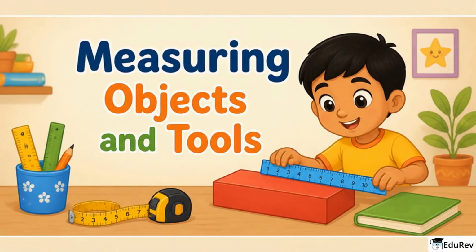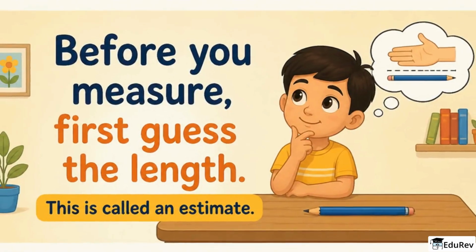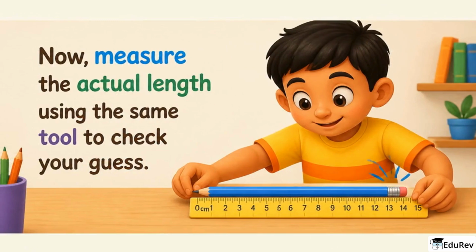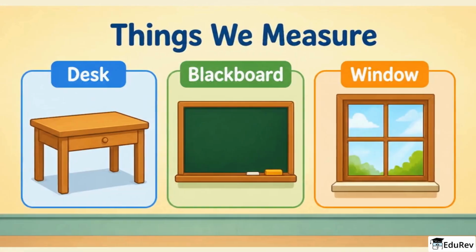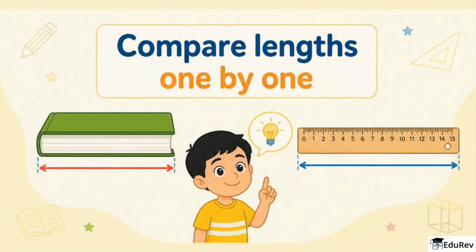Moving to measuring objects and tools. Measuring objects. We can measure things around us using books, pencils, blocks, or rulers. Before you measure, first guess the length. This is called an estimate. Then measure the actual length using the same tool to check your guess. Objects to measure: desk, blackboard, window. You can use a book or a ruler to compare these lengths one by one.